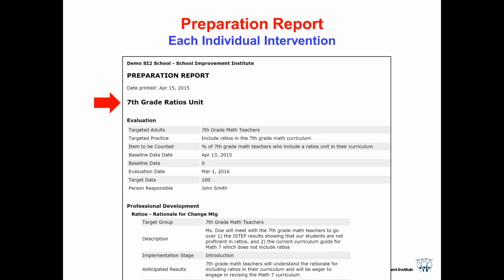So if I am the person responsible for the 7th grade ratios unit intervention, I can print out this report, or my principal may hand me this report as a reminder that here's how I'm going to evaluate this intervention, here's the professional development that we have planned for this intervention, here's the funding securement, here's the resource securement. So it's just kind of a summary of the intervention for the person that's responsible for that intervention being implemented fully and with integrity.